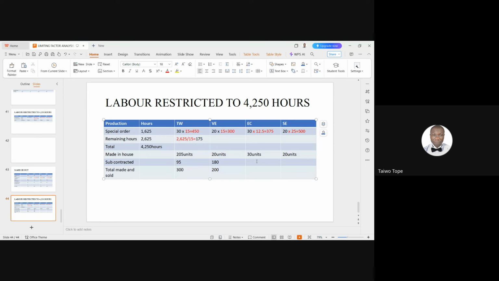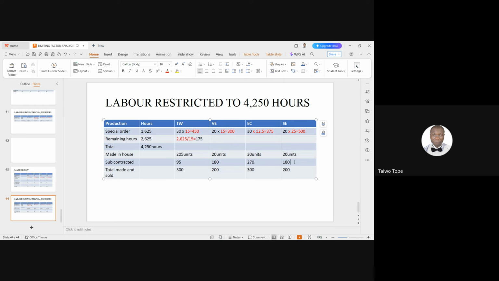At this point, you are supposed to produce 300 units, but you were only able to produce 30. The balance will be 270. And this will be 300. Here you're supposed to produce 200, but you're able to produce on your own only 20 units. So you need to give out the remaining balance to an outside organization to produce. When you do that, you give them 180. Overall, you have 200.